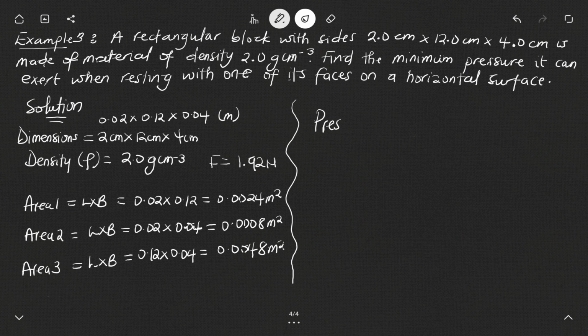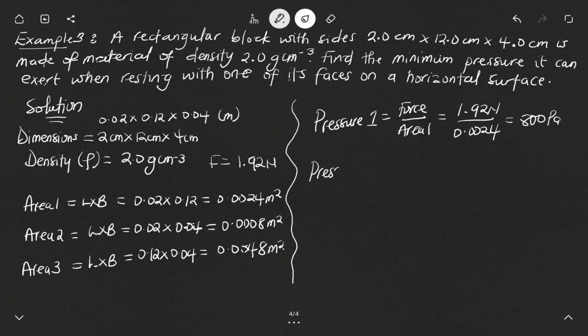So let's calculate pressure 1, which is equal to force on area 1, and the force we calculated earlier was 1.92 newtons on area 1, which is 0.0024, and if we punch that into our calculator, we are going to get 800 Pascal as our answer. Let's look at pressure 2.